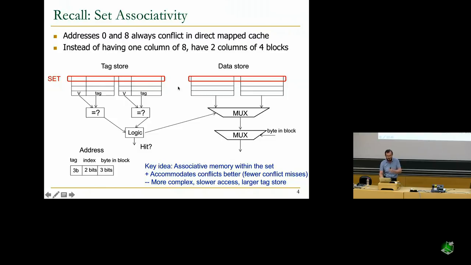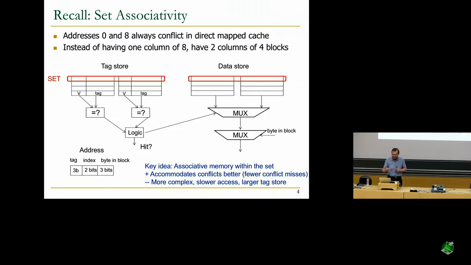Let's say 3 blocks of 4 entries each, or 4 sets each. We can have way 0, way 1, and way 2. And for the data store, we can have way zero, way one, and way two. All we need to do is to ensure that we do the tag match, and one of the three may match, and we do the muxing, the selection, correctly. So associativity can be any number, actually. It doesn't need to be a power of two.